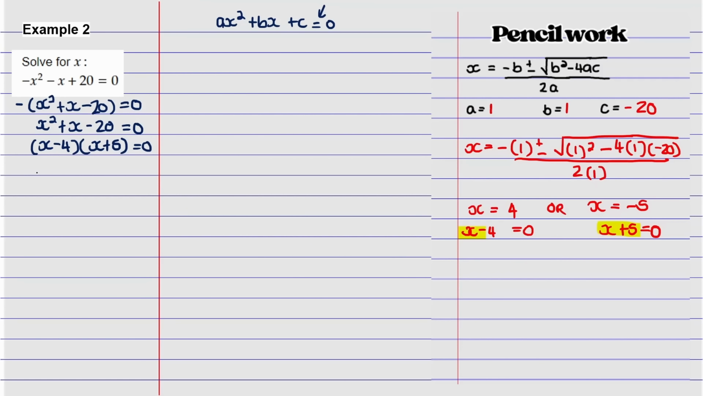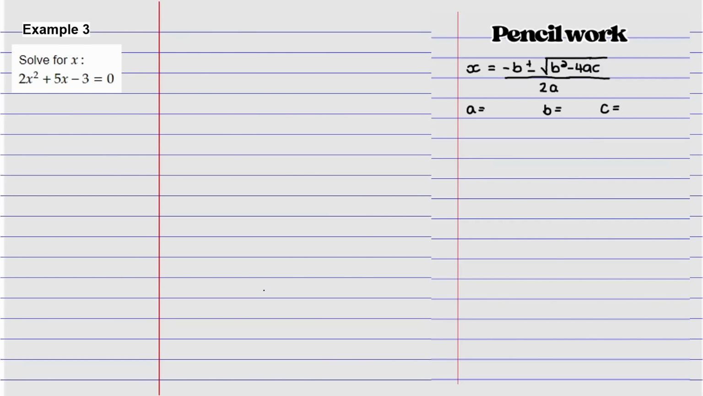Now we're going to equate each bracket to 0. So x minus 4 equals 0, or x plus 5 equals 0. Therefore, it's the same as x equals positive 4, or x equals negative 5, which is exactly what we got when we used the quadratic formula. So that's how you would do this equation. And remember that the pencil work, you need to erase it when you're done.